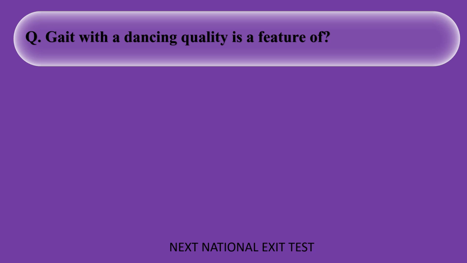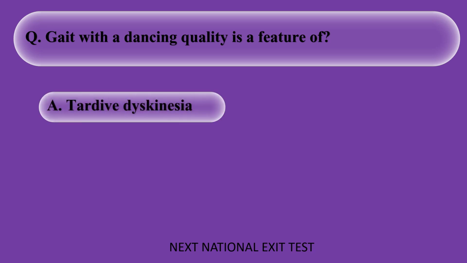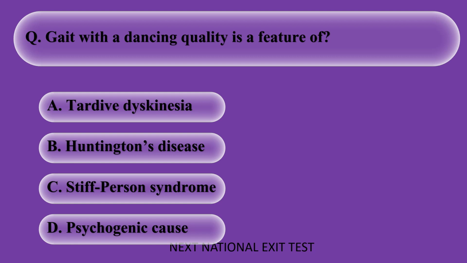Gait with a dancing quality is a feature of A. Thyroid dyskinesia, B. Huntington's disease, C. Stiff person syndrome, and D. Psychogenic cause. Now what happens in Huntington disease? There is an unpredictable occurrence of choreic movements. These choreic movements give the gait a dancing quality. Huntington disease is a rare, inherited, progressive neurodegenerative disorder that affects the brain nerve cells or neurons. It is also known as Huntington's chorea due to characteristic involuntary movements, chorea, that are often associated with the disease.